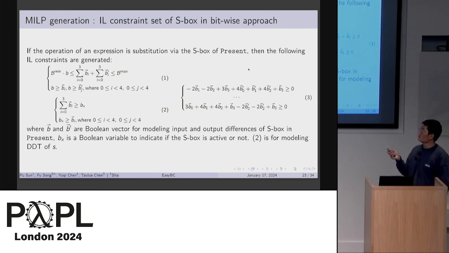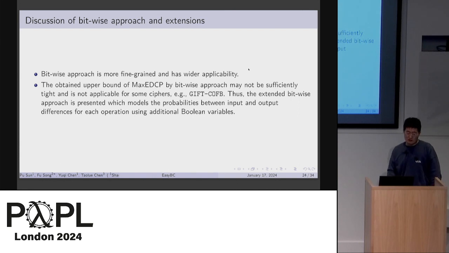The first part is based on their branch number, as we mentioned before. And the second one is for associating a unique Boolean variable bx to the corresponding S-box to indicate whether the S-box is active or not. And the last part is the specific modeling for the differential propagation in the corresponding DDT. The bitwise approach is more fine-grained and has wide applicability.